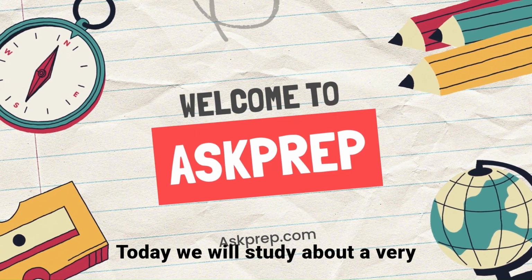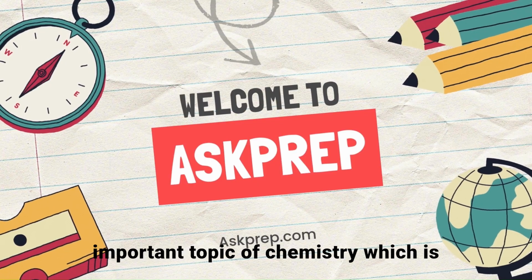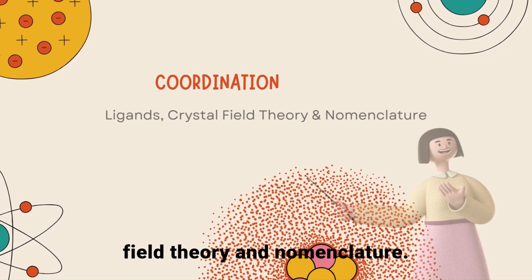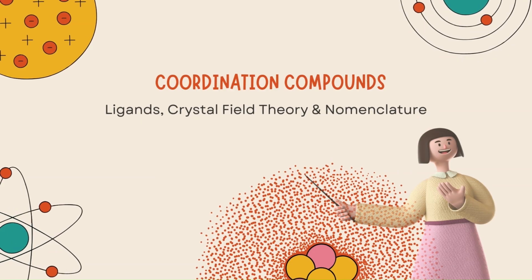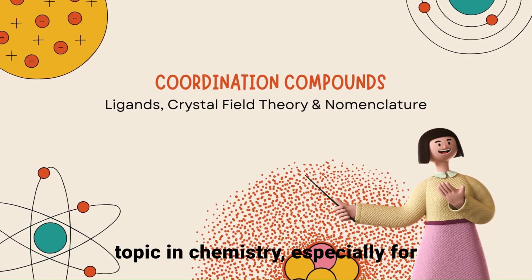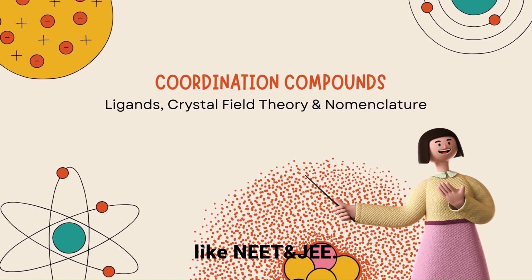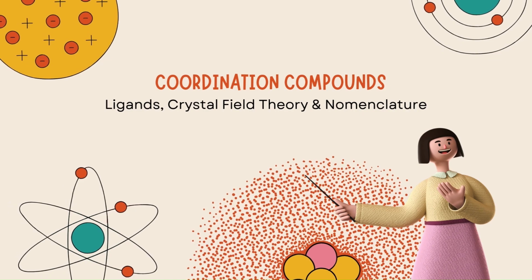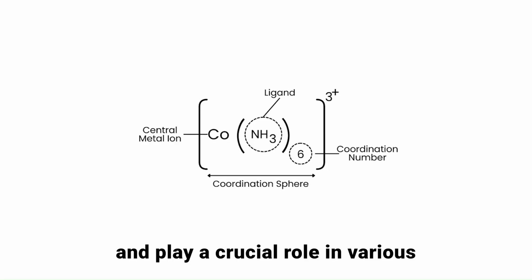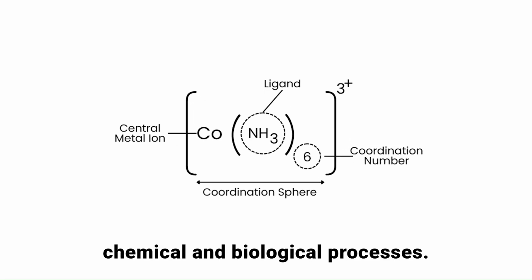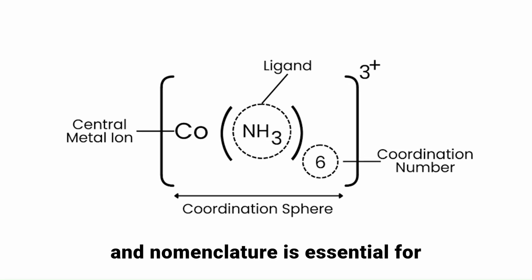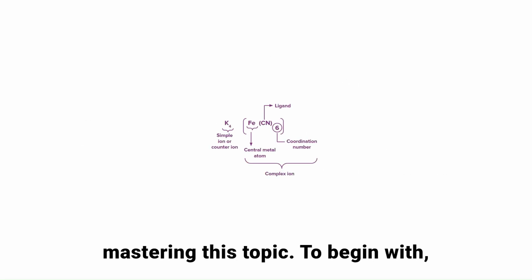Today we will study a very important topic of chemistry, which is coordination compounds, ligands, crystal field theory and nomenclature. Coordination compounds are an important topic in chemistry, especially for students preparing for competitive exams like NEET and JEE. These compounds exhibit unique properties and play a crucial role in various chemical and biological processes. Understanding their structure, bonding, and nomenclature is essential for mastering this topic.